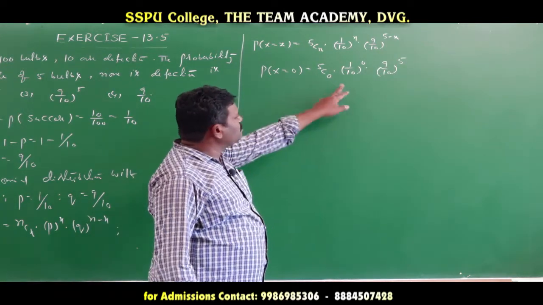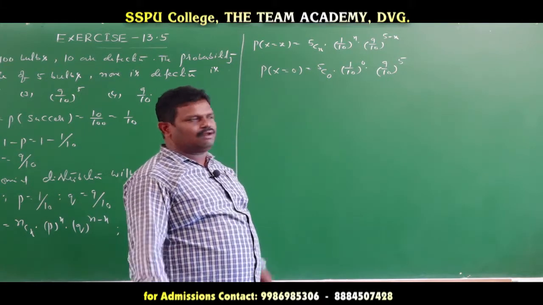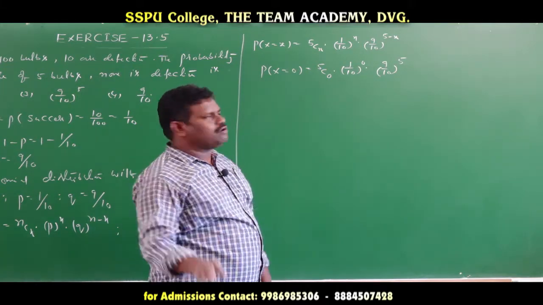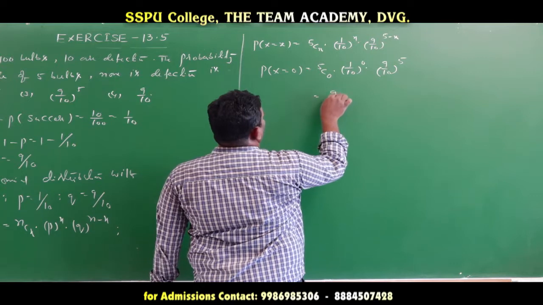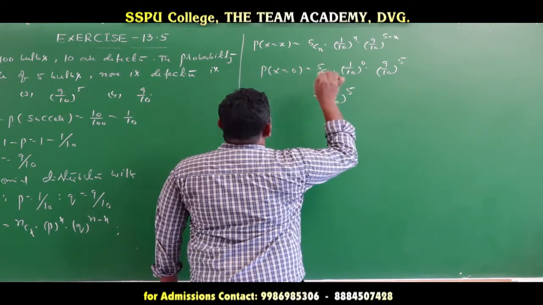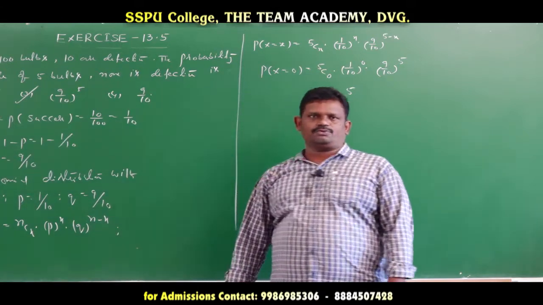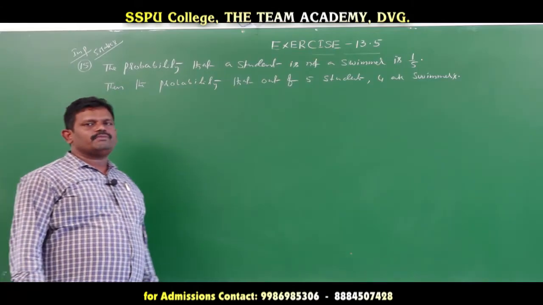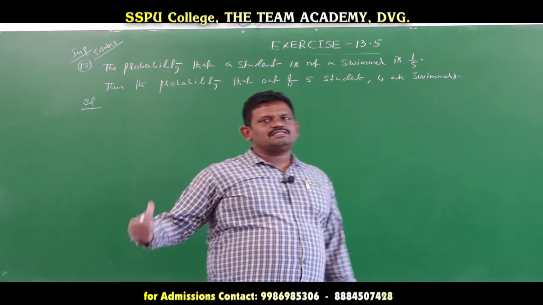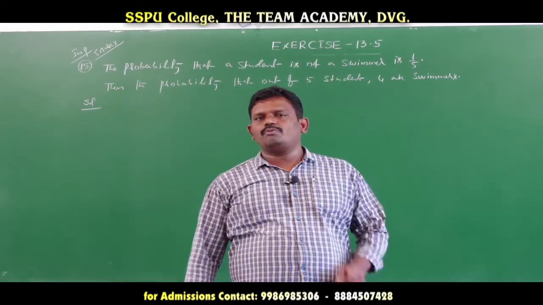Now these two values equal 1: 5C0 is nothing but 1, and anything power 0 is also 1. So the required probability is 9 by 10 whole power 5. Which option is correct here? The third option is the correct option. That's my last question in binomial distribution, but this is a previous 5 marks question from the competitive exam CET.